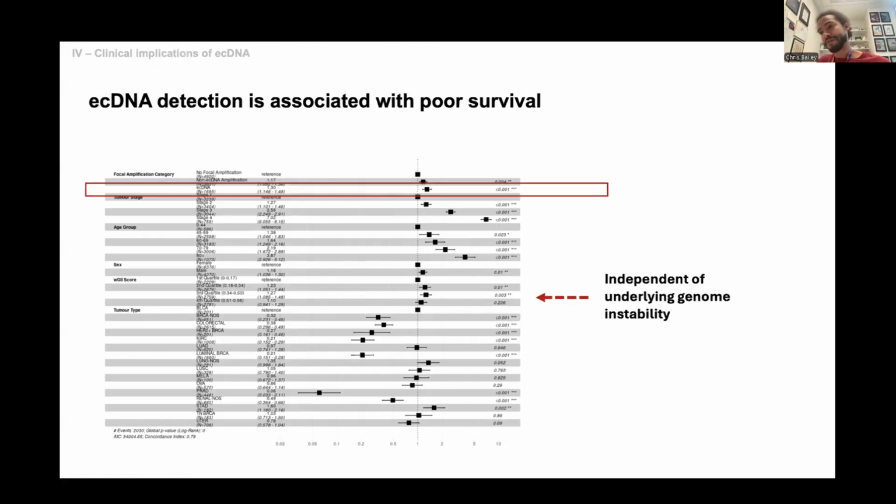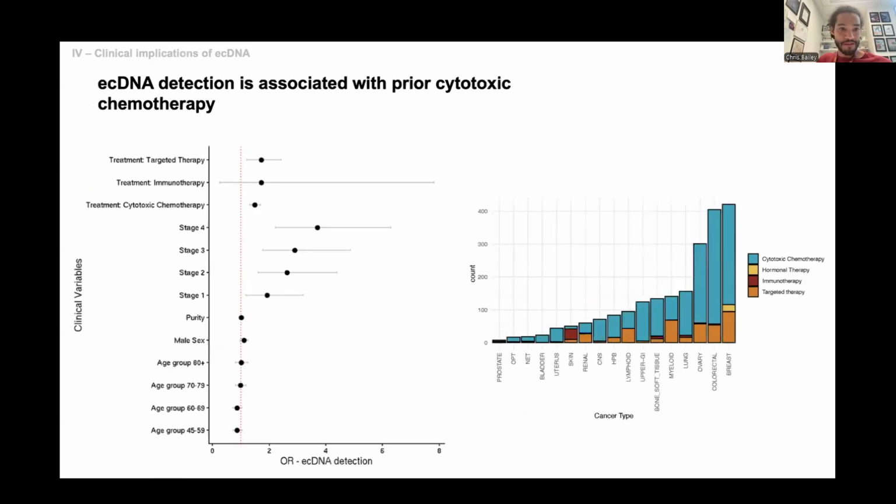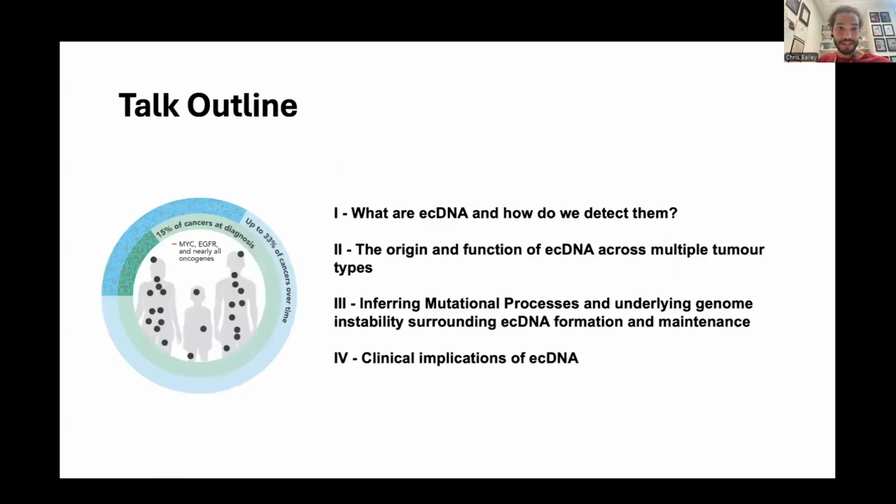So one of the original thoughts was that the reason ecDNA results in poor survival is because the tumor has some underlying genome instability, and that inherent genome instability is the thing that contributes the most to poor survival in the ecDNA context. But we attempted to control for this, and we found that ecDNA was still associated with poor survival despite that. We then also found that in those samples that were pre-treated, there was an enrichment for ecDNA presence, again when controlled for stage. And that sort of concluded the study itself.